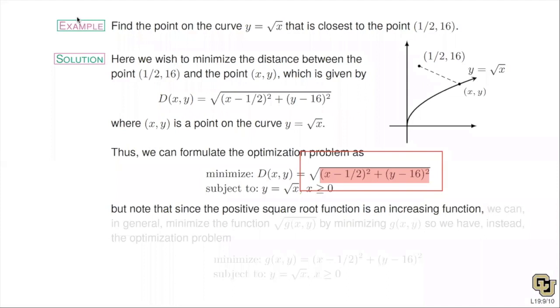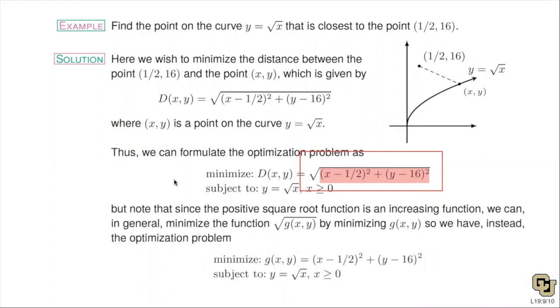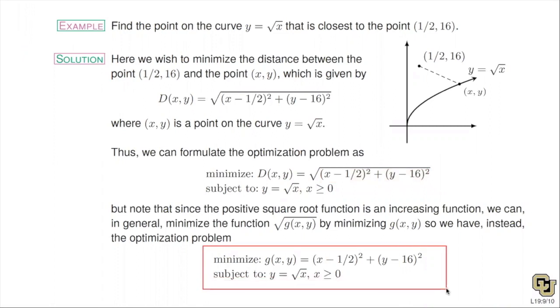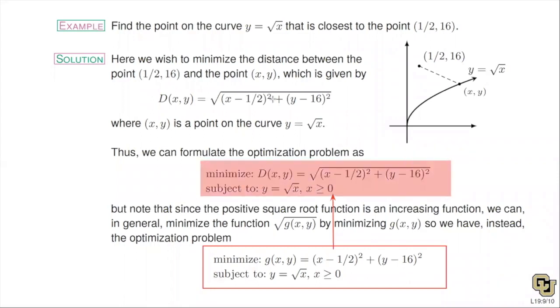So here, rather than minimizing the square root of all that junk, I'm going to minimize the stuff under the square root. So if I want to minimize the positive square root of g of x,y, I can just directly minimize the function g of x,y. In this case, our function would be just (x minus 1/2) squared plus (y minus 16) squared. So here's my new optimization problem that when I solve this will simultaneously also be a solution to the original optimization problem because of the geometry of the square root function, particularly the square root that's appearing right here.